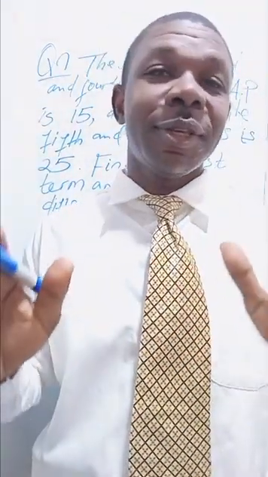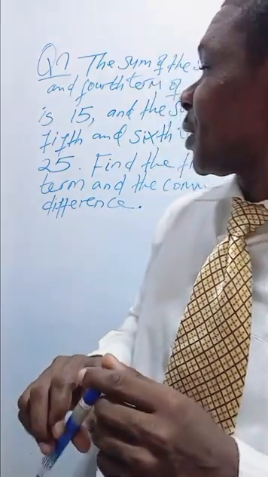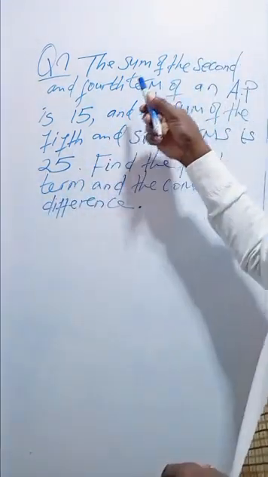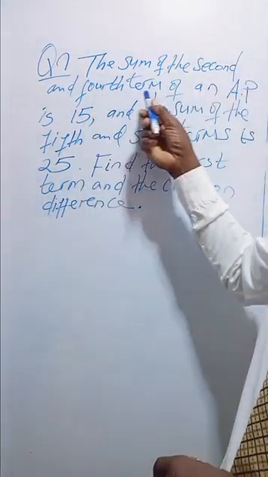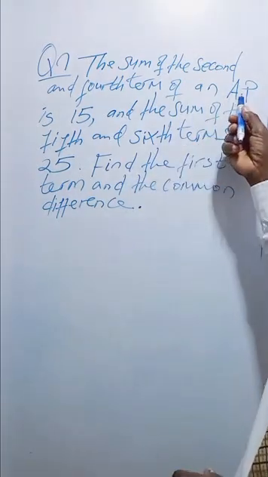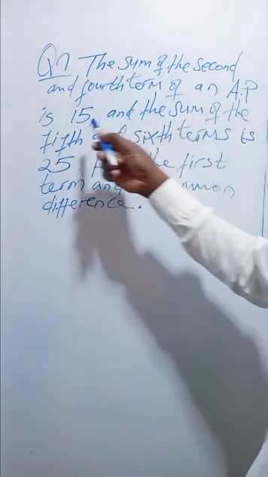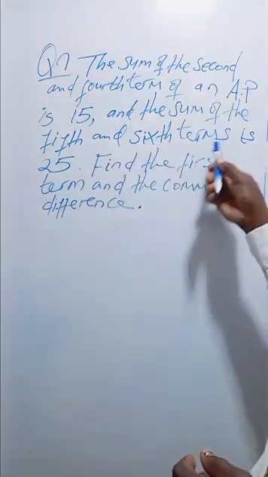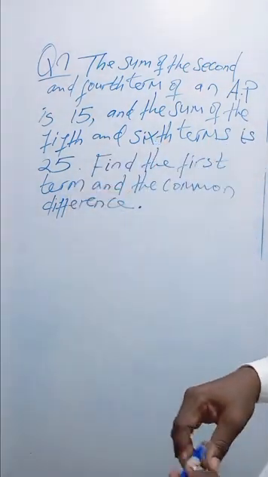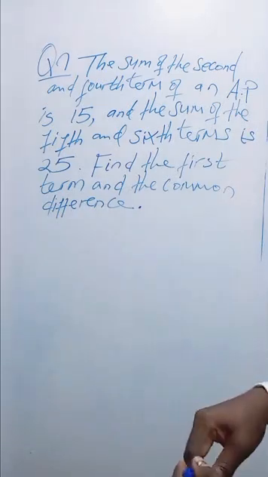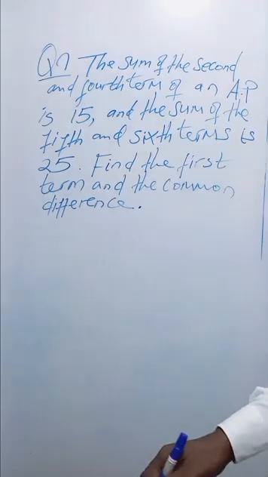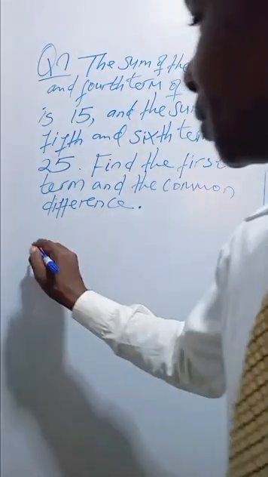It's another day with another session of mathematics, and before us there is a question which says the sum of the second and fourth term of an AP, this stands for arithmetic progression, is 15, and the sum of the fifth and the sixth terms is 25. Find the first term and the common difference. Okay, so here's the solution.